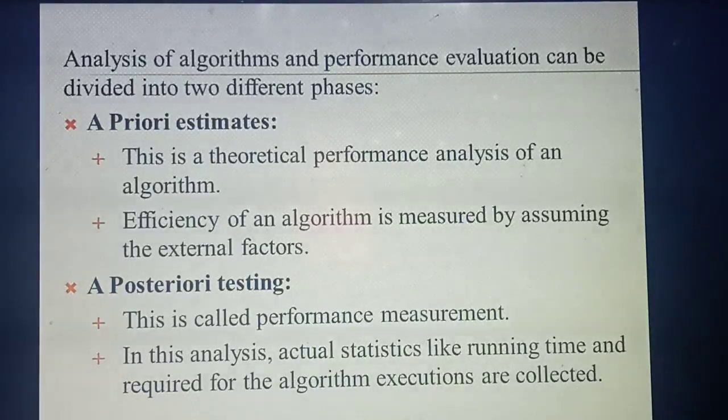After you do the practical using the Vernier caliper, you take all the readings and calculate the performance. The theoretical values and whatever you get in the real measurement will have slight changes, isn't it? So posterior means that is called performance measurement.